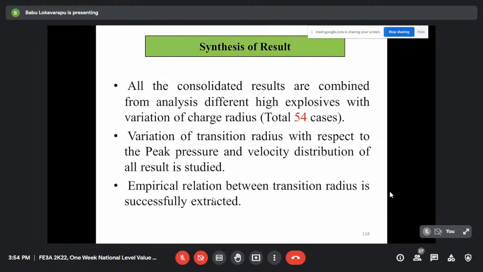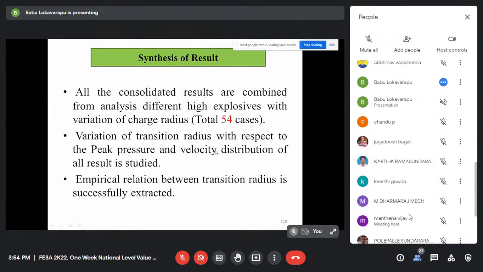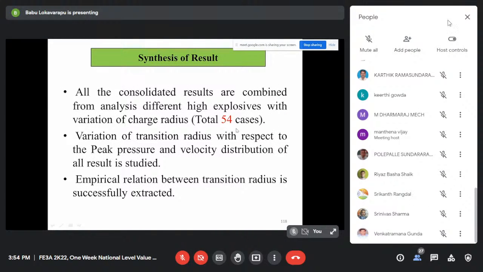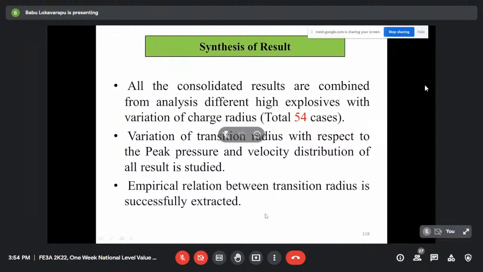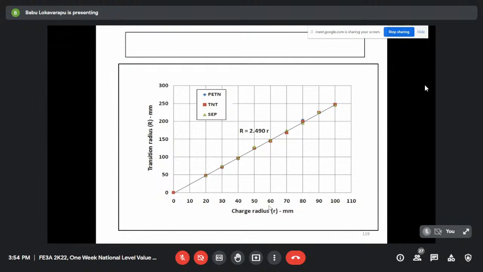So this is the final conclusion from this. In total, 54 cases were executed, and based on these, the variation of the transition radius was computed, and this empirical relation was established based on these 54 cases. Those equations, based on the composition, the respective empirical relation, can be used to design the systems. And this is the final one for all three together: R equal to 2.490 r, coming for all three.